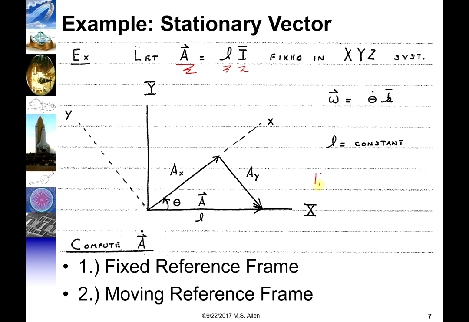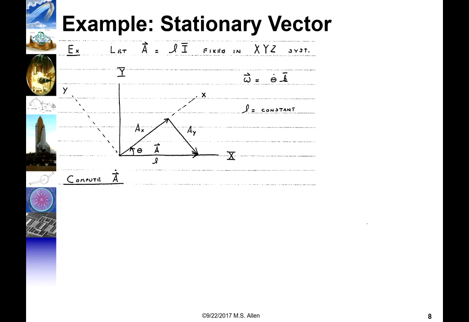So if we do that the simple way, A dot will be L dot I plus L I dot. And if the length is constant, this term is 0, and since the fixed unit vector is constant, that term is 0. So basically, using a fixed reference frame, we get that A dot is obviously equal to 0. All right? Okay, so that's the answer, but let's do it using a moving reference frame, just so you can have practice with the process on a really easy problem.